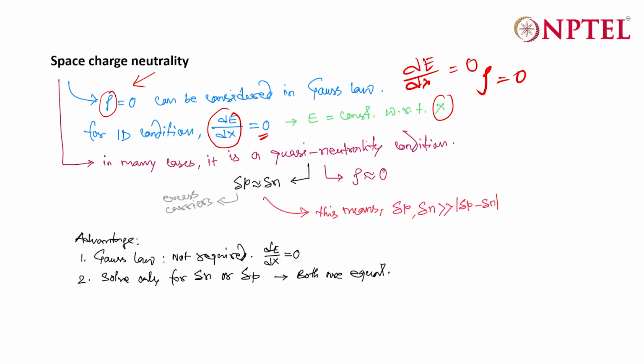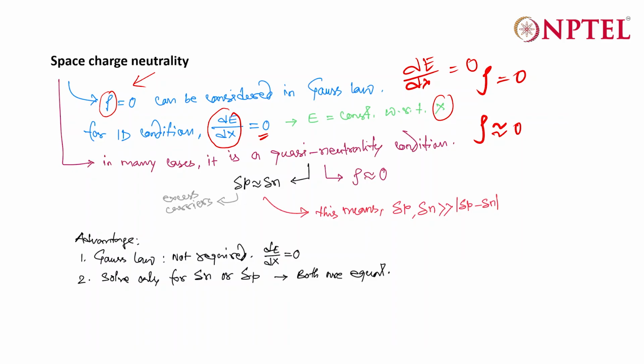So in many cases, you will find that people consider the quasi-neutrality condition. In quasi-neutrality, what you do is you consider rho to be approximately equal to 0 and not exactly equal to 0.